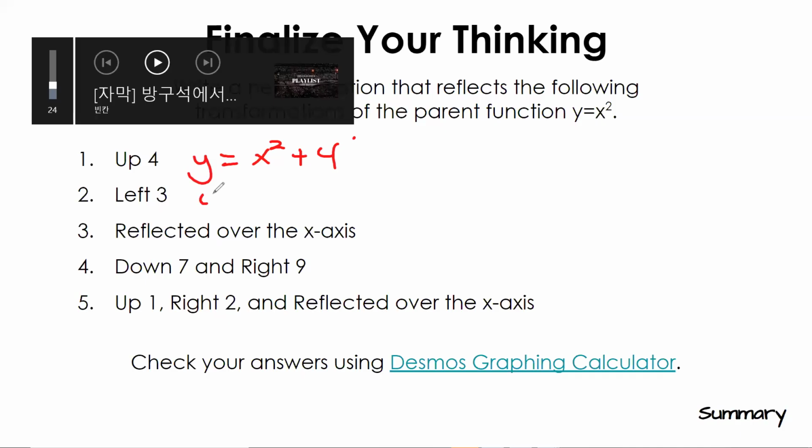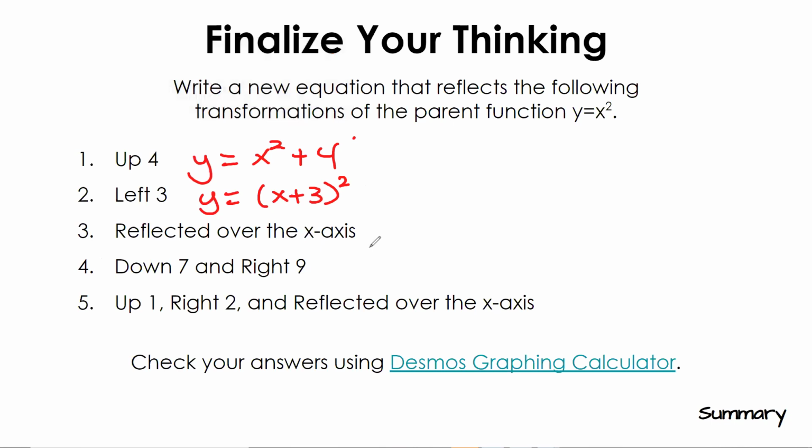So on this one, you should have gotten y equals (x plus 3) squared. And there's nothing out here because it didn't move it up or down. So you could just leave it like that, or you could say plus 0. Reflected over the x-axis, y equals negative x squared. Down 7 and to the right 9. So y equals (x minus 9) squared minus 7. Now I know that the positive and negative with the left and right is kind of tricky. That's where most people make mistakes.